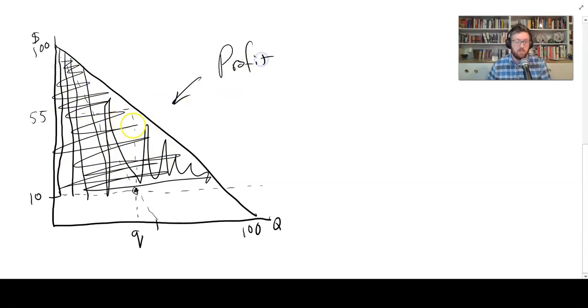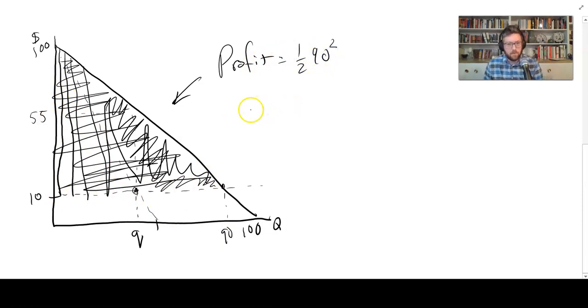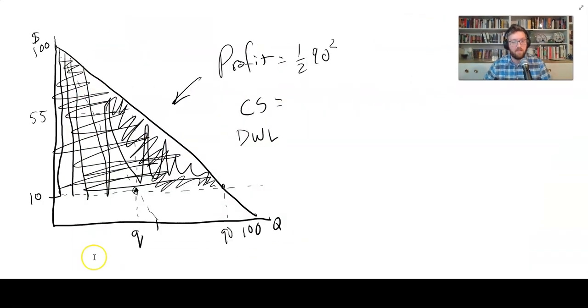Because each one of these transactions, I make the height, and then the number of transactions is basically the width of this triangle. So my profit in this example here, suppose this is 90. This is a triangle with a height of 90 and a width of 90, and so I'll make 1/2 90 squared for profit. What's interesting or notable is what happens to consumer surplus and deadweight loss. Okay? So consumer surplus is the difference between what a customer is willing to pay and what they actually end up paying. In this example, every single person pays exactly their willingness to pay. So every single person has no consumer surplus, and if we add up the consumer surplus of all the individuals, the sum of a bunch of zeros is still 0. And so we have 0 consumer surplus in this perfect price discrimination world.